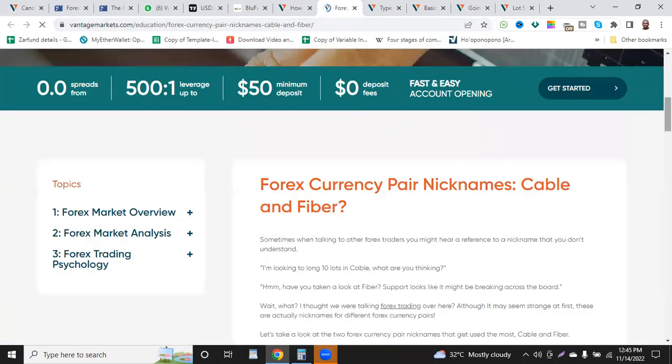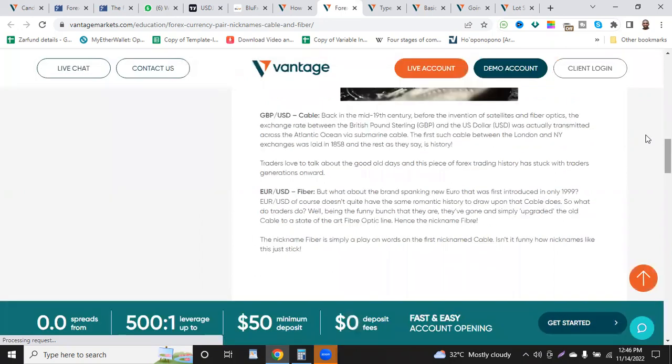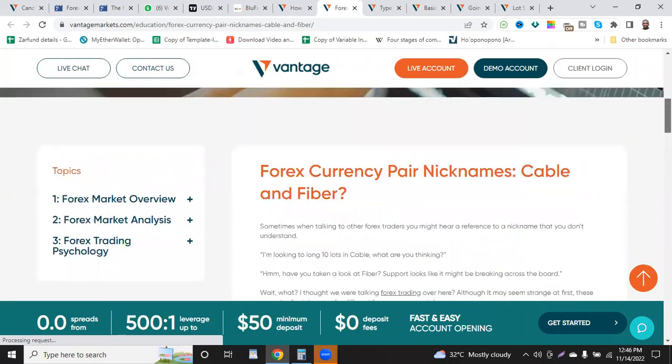So, currency pair nicknames. Sometimes you will discover that currency pairs have nicknames. It's not such a big deal, and it's not like you cannot trade without this. Of course you can, but as you get better in trading, there are things you just need to know, because as you progress, you will learn more.